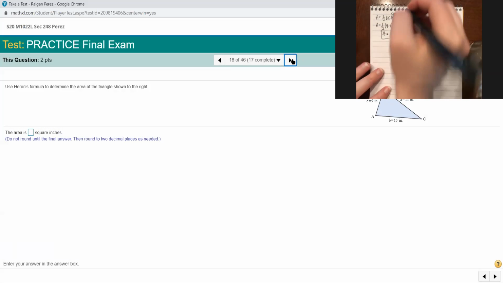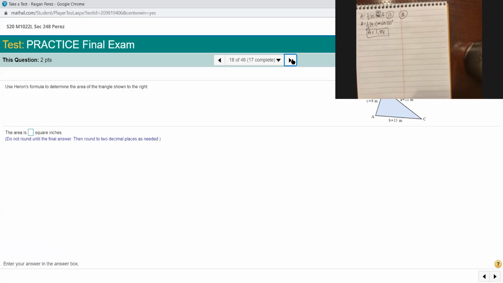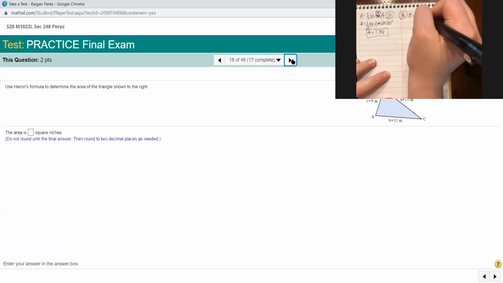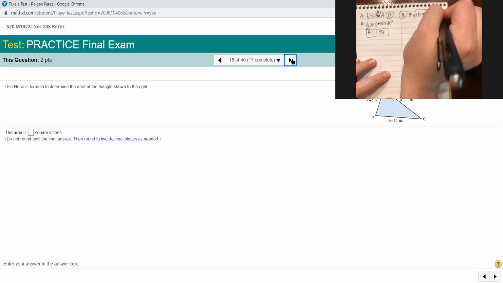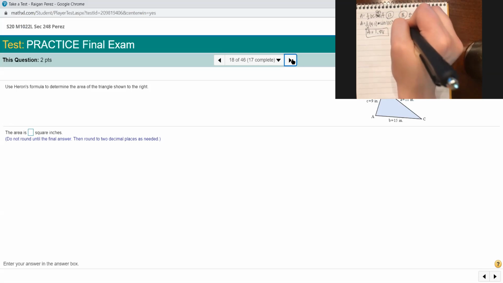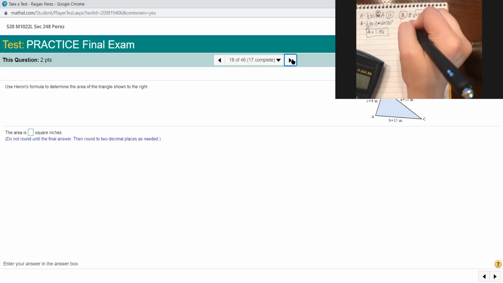Okay, that was 17. This is now 18. Okay, use Heron's formula. That one I like. Remember, Heron's formula is the square root of s times s minus a, s minus b, s minus c. And s is the semi-perimeter. So to find s, you add them all up and divide by 2. So here, s is 11 plus 9 plus 15, 35. Yep, divided by 2, 17.5.